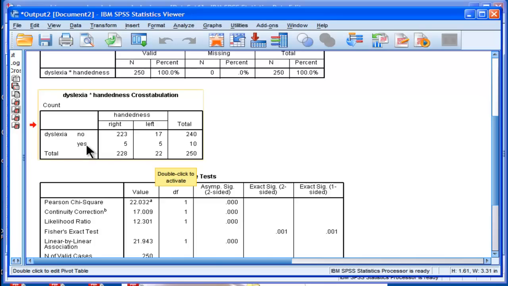and they in fact had dyslexia. Now, what the crosstabs is doing, and I encourage you to check out the lecture I have on this rather than just the SPSS analysis.